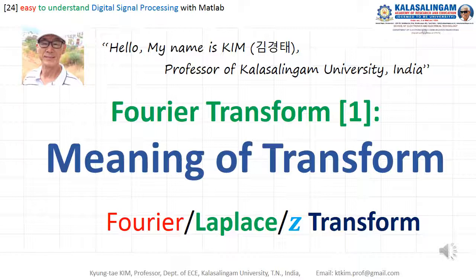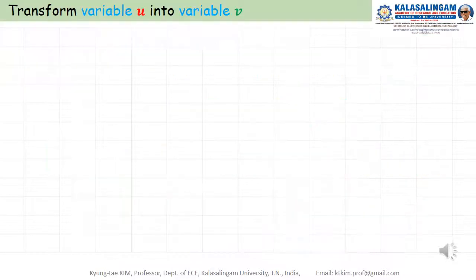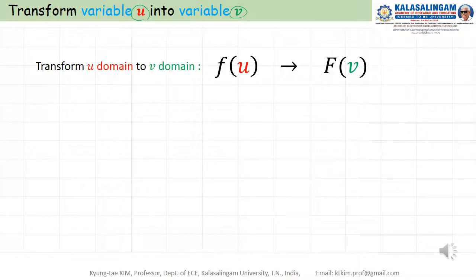Today's first lecture is on the Fourier transform. Let me explain the meaning of a transform. The general meaning of a transform: how to transform a variable u to v, a function of u to v.